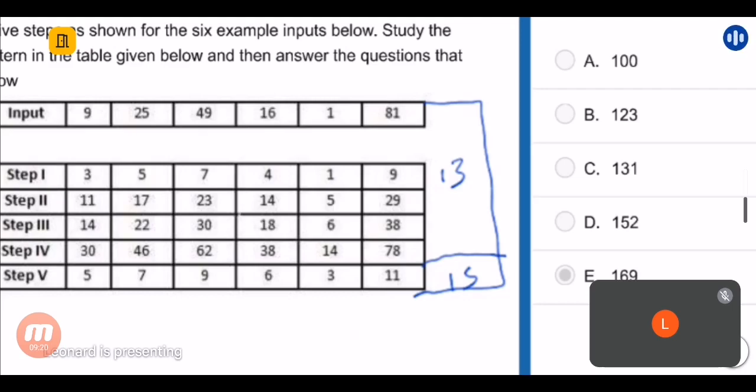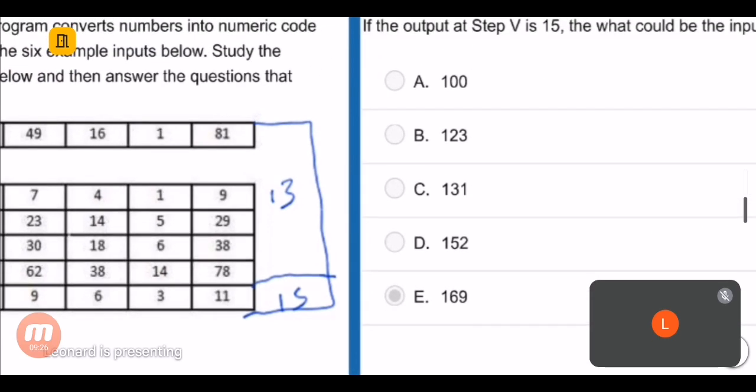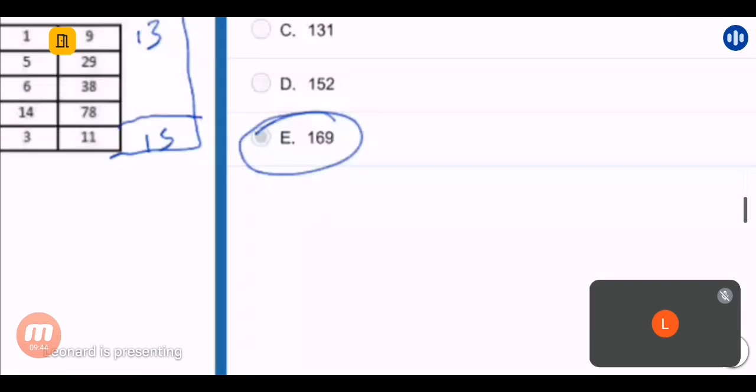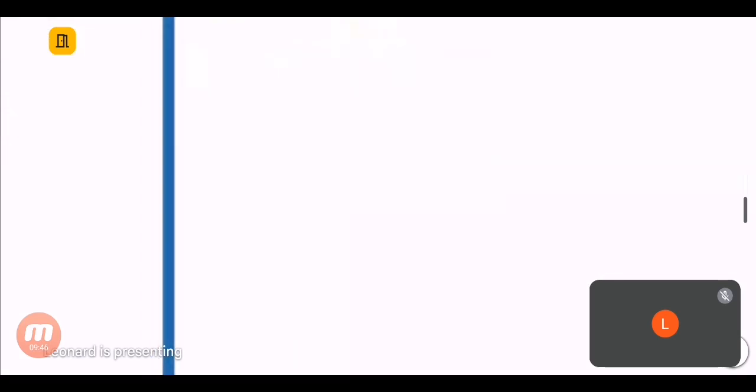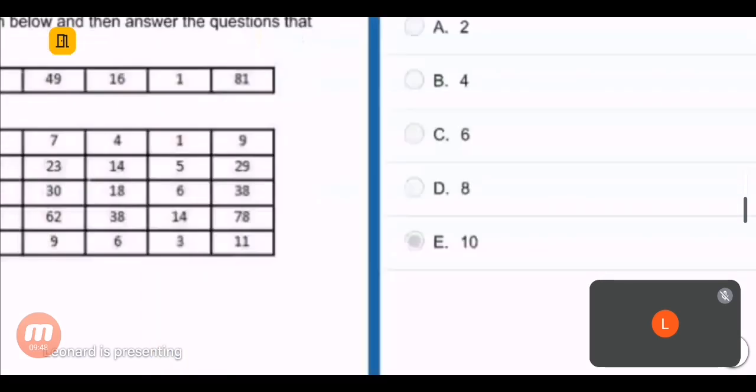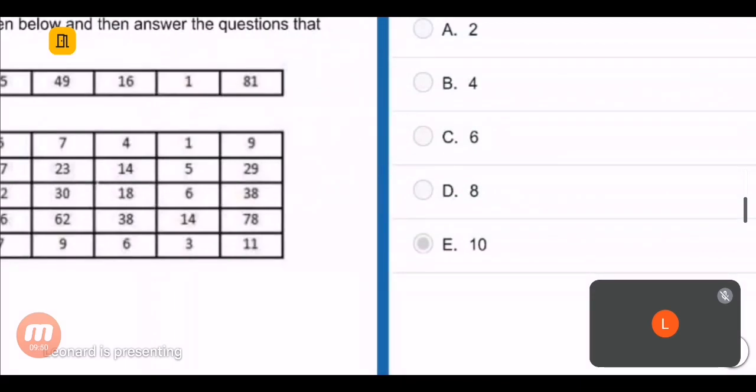Exactly. So 13 times 13 is what? 169. So that is it. So the correct answer here is 169. Now let's go to the next question. Yes, the answer is 169.